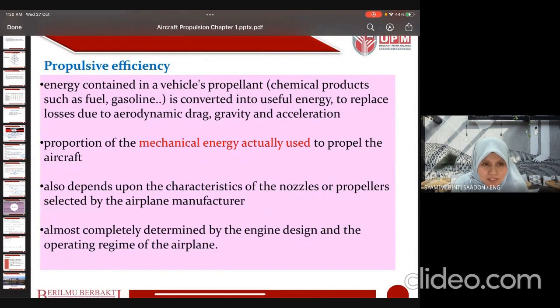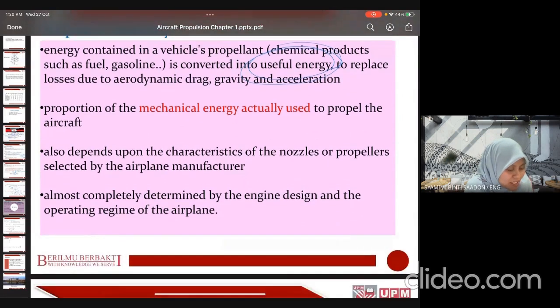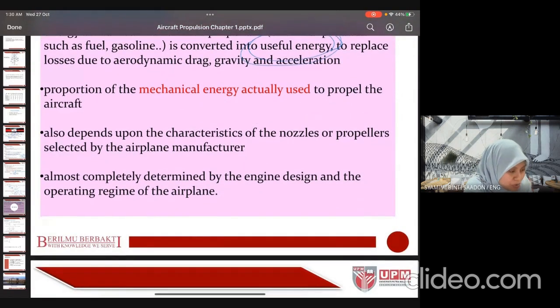Propulsion efficiency is how much of the energy contained in a vehicle's propellant is being converted into useful energy. So how much the energy inside of the propellant is really converted into useful energy. Because we are more interested in useful energy, the thrust power produced. Propulsion efficiency is also the proportion of the mechanical energy actually used. Again, useful.